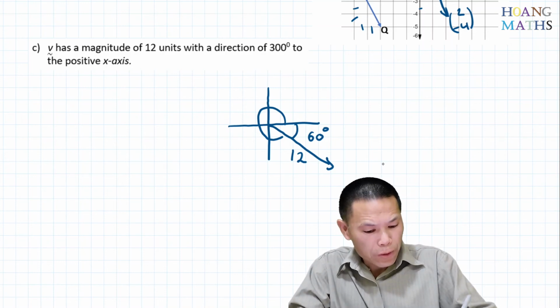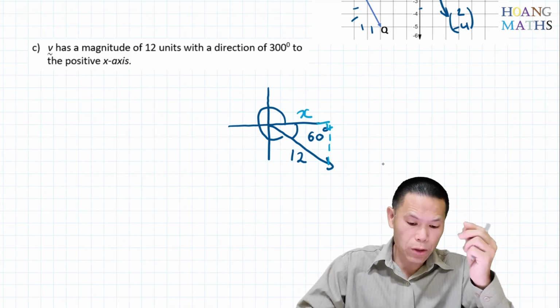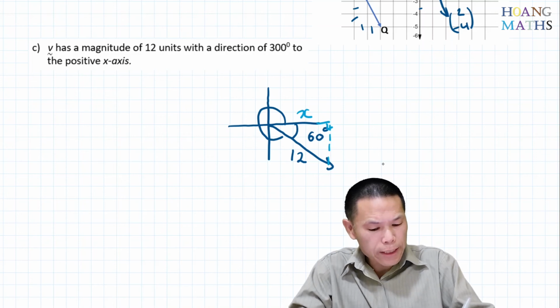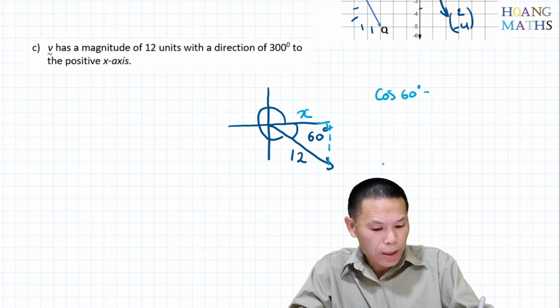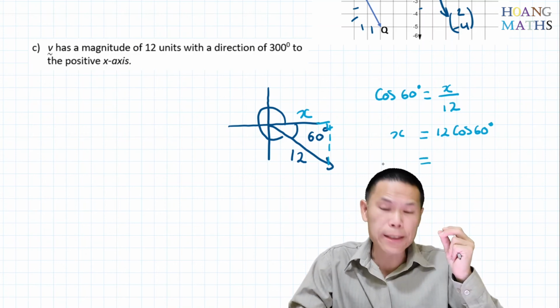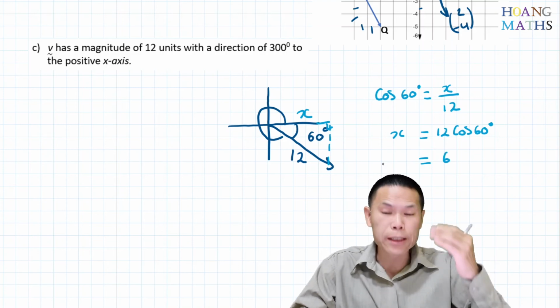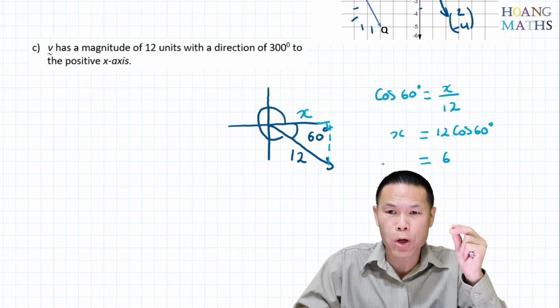So we need to find the vertical and horizontal components. The horizontal component is x. So we find x using adjacent over hypotenuse, which is cos. Cos of 60 degrees is adjacent over hypotenuse, which is 12. So x must be equal to 12 cos 60. But we know that cos 60 is a half, so a half of 12 is 6. And in the fourth quadrant, x is positive.